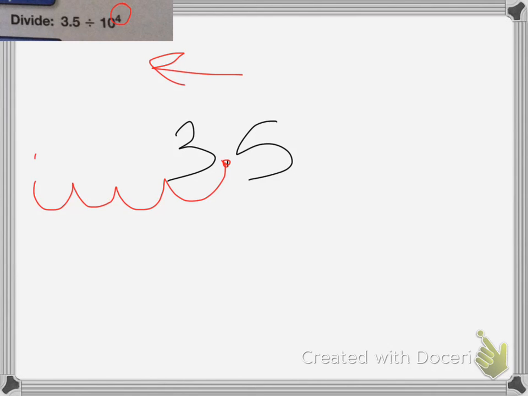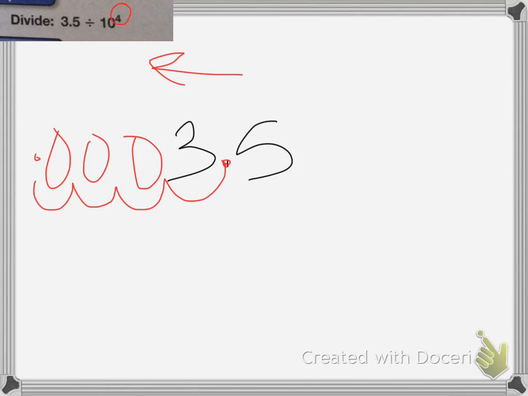Alright, now we're going to work with dividing by powers of 10. So when you multiplied by powers of 10, you shifted the decimal to the right, the number of places that the exponent said. When you divide by a power of 10, you will be shifting the decimal place to the left, the number of places indicated by the exponent. So in this case, it's 10 to the 4th power. And since I'm dividing, I'm going to shift the decimal place to the left 4 times. 1, 2, 3, 4. And fill in with zeros.